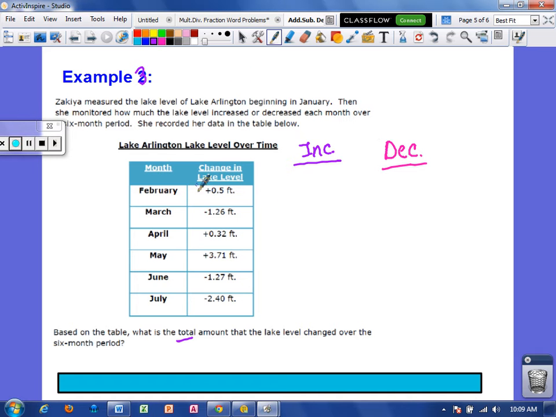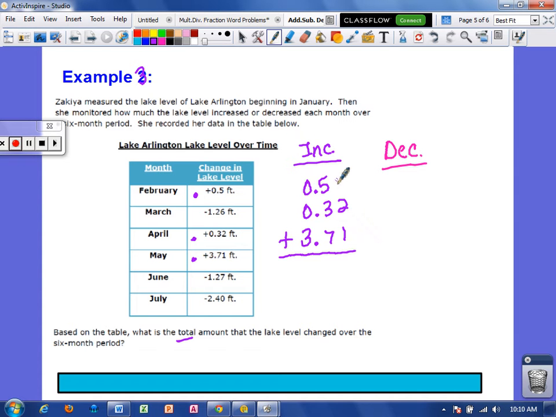So in February, we had an increase of 0.5 feet. In April, we had an increase of 0.32 feet. Again, notice how I'm lining up decimals right here. In May, we had an increase of 3.71 feet. And those are the only increases. So what I'm going to do is add those together, since they're all positive, and see how much it increased in total.